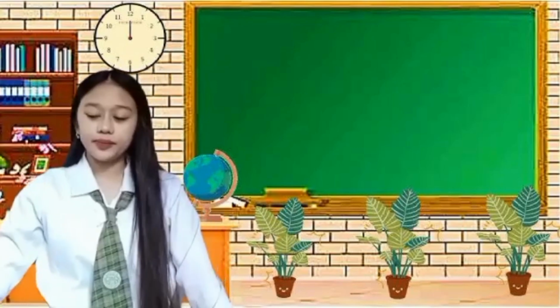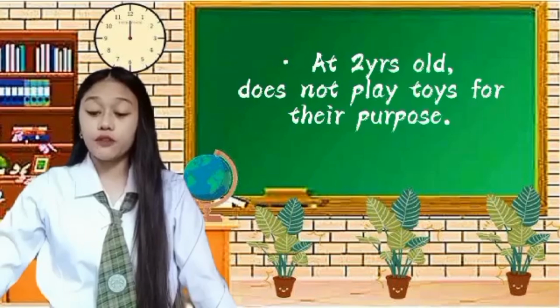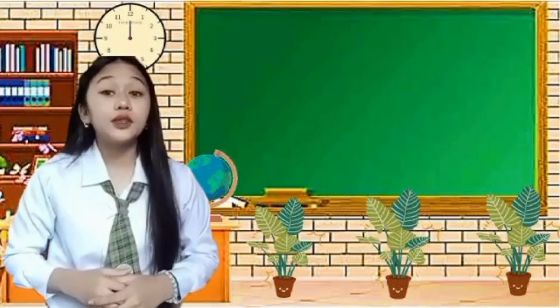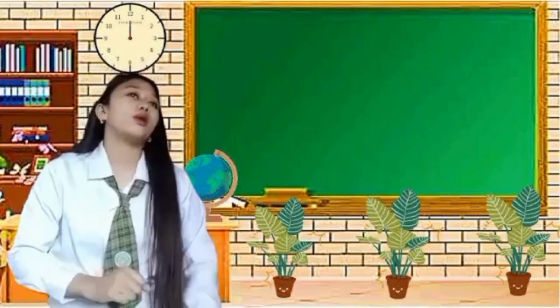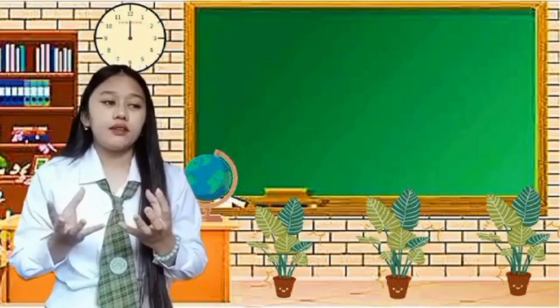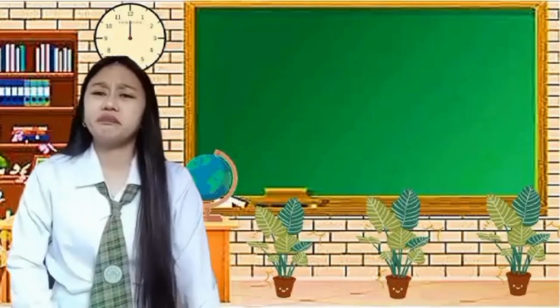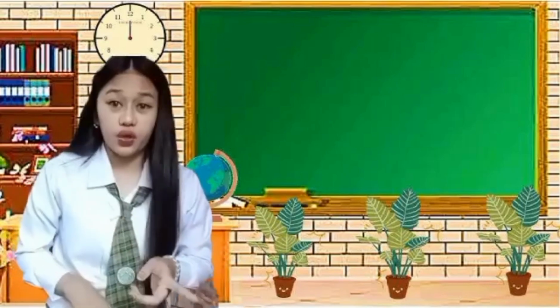The next one, at 2 years old, does not play toys for their purpose. The children doesn't want to play with any toy that is given to him. For example, his mommy bought him a new toy. Then he doesn't pay attention. He doesn't show an interest for that toy.